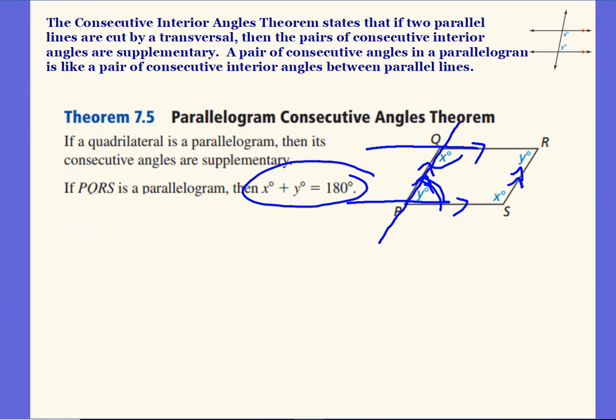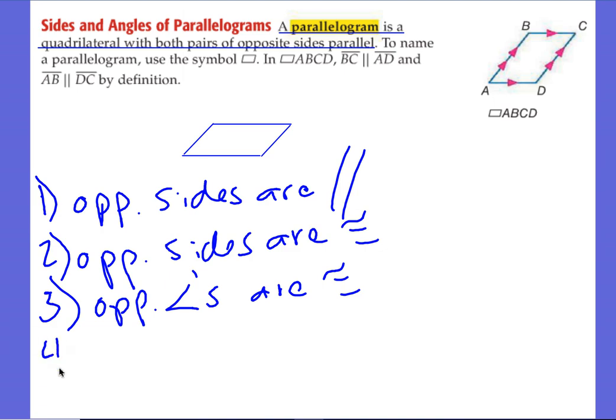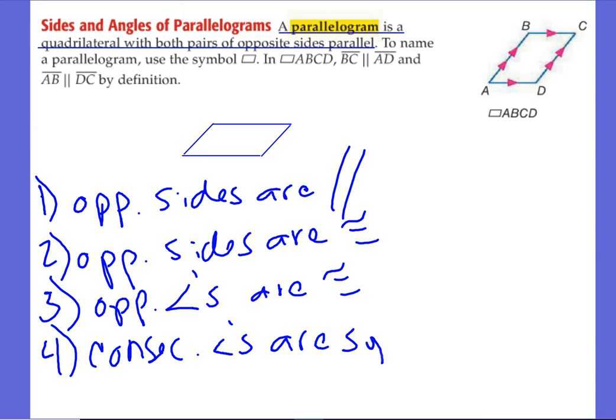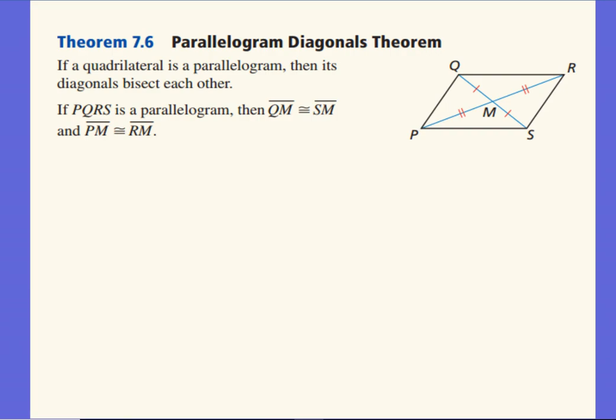So let's go back to our list, and we can say that number 4 is that consecutive angles are supplementary. And we have one more that we can use here in application. What is it? Well, if you remember correctly, we were discussing polygons in general, convex polygons. We discussed a lot about their diagonals because their diagonals end up creating these triangles that help us determine the interior angle sum. So the diagonals come into play a little bit for our parallelograms as well.